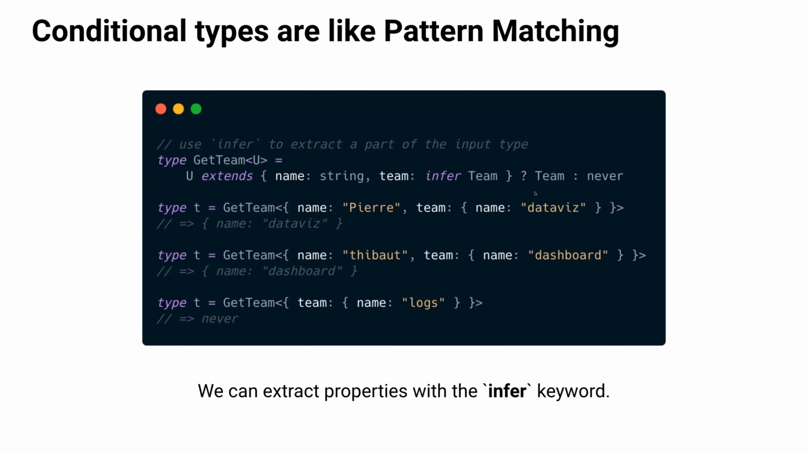And you can also extract stuff from this data structure. And that also makes it even more like pattern matching. So in this case, you can use this infer keyword. You can only use it in the right-hand side of the extends keyword. And it lets you declare a variable and extract it from a type that can be a parameter. So in this case, I'm extracting the team type from the user, right? And I'm returning it.